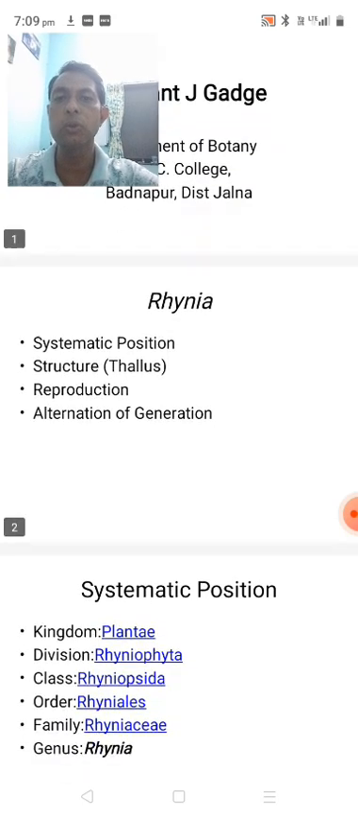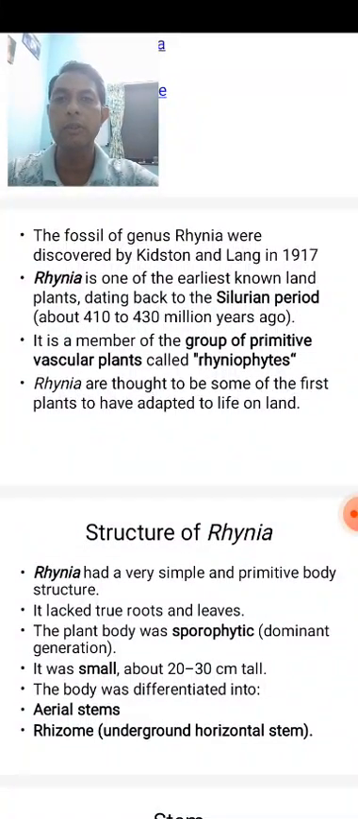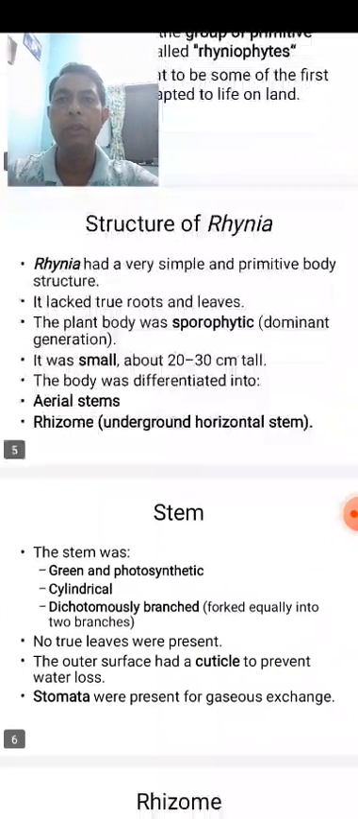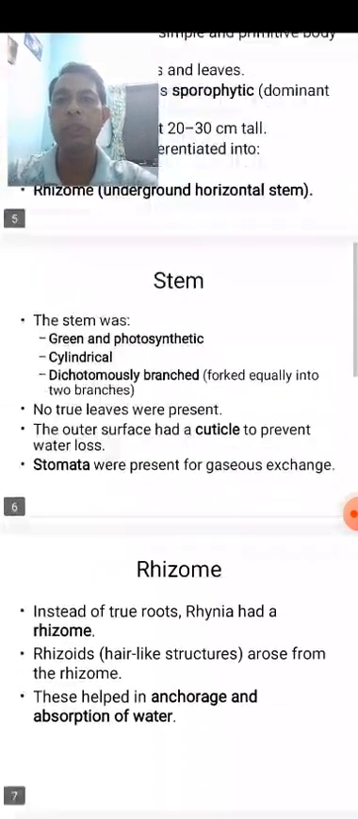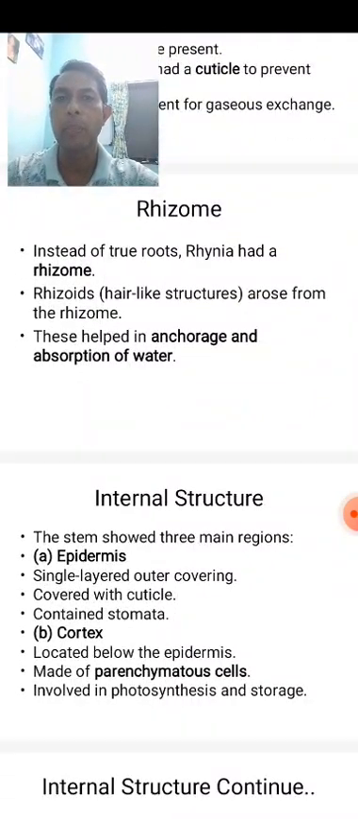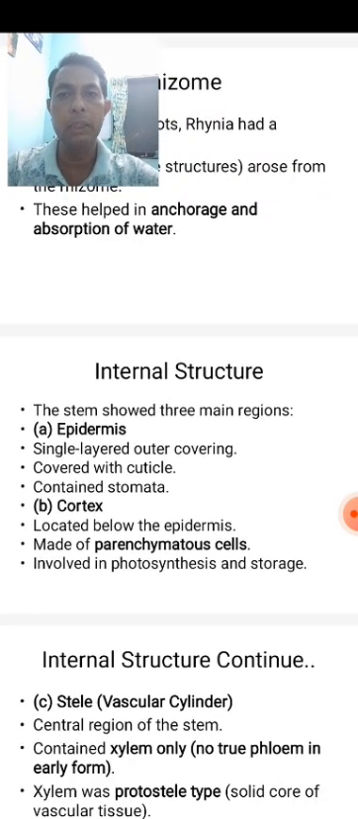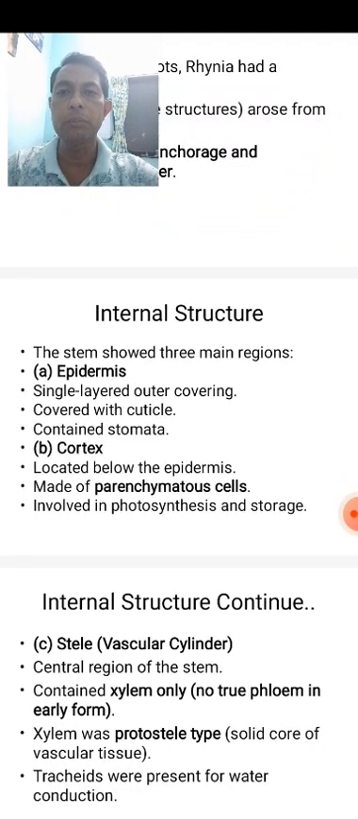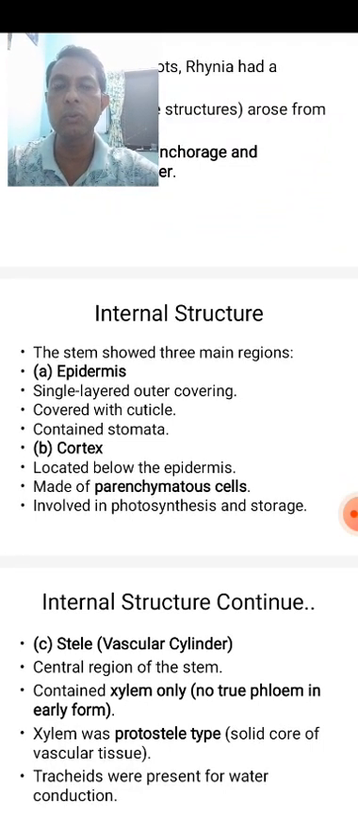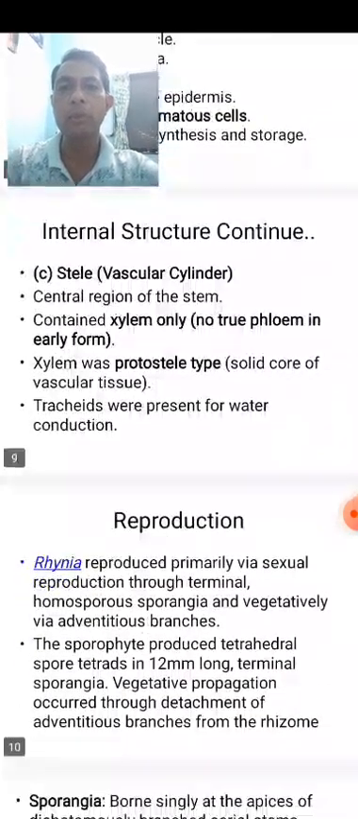We have almost gone through the systematic position of Rhynia. Then we also discussed the structure of Rhynia, including the stem, rhizome and internal structure, in the last lecture. As we know, it is a pteridophytic plant with some characters resembling algae and others resembling pteridophytes. Today we are going to talk about reproduction in Rhynia.